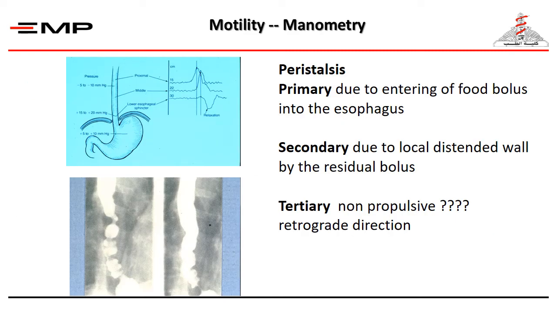Being a muscular tube, it has peristaltic activity, and for the esophagus we have three types of peristalsis: the primary, secondary, and tertiary. The primary peristalsis is due to entering of the food bolus into the esophagus. The secondary peristalsis is due to local distension of the esophageal wall by the residual bolus, and the tertiary peristalsis is a pathological and non-propulsive force, and usually it is in a retrograde direction.